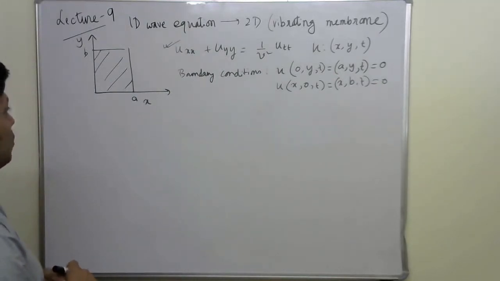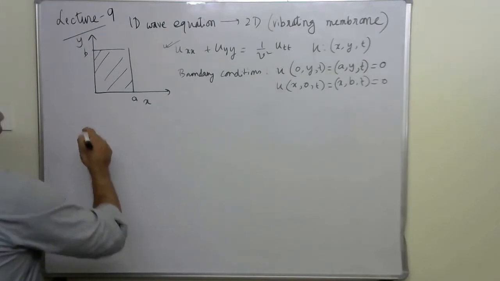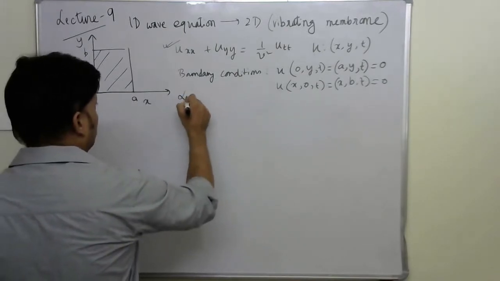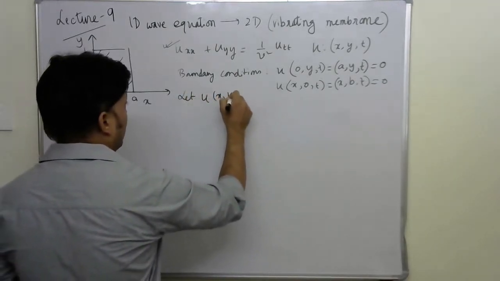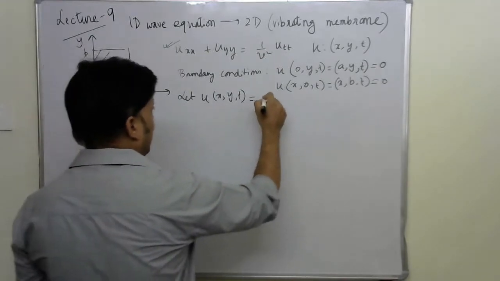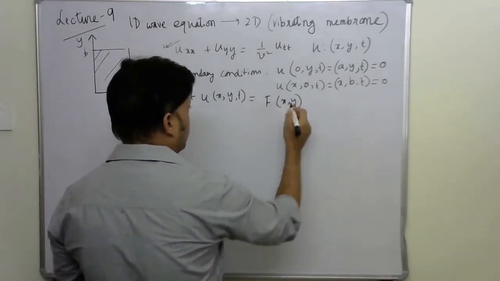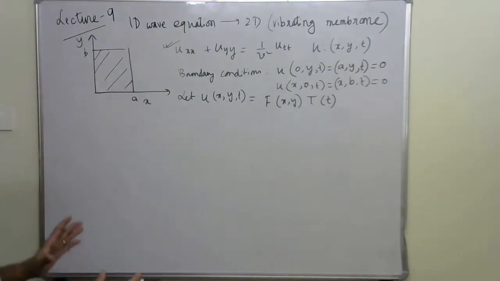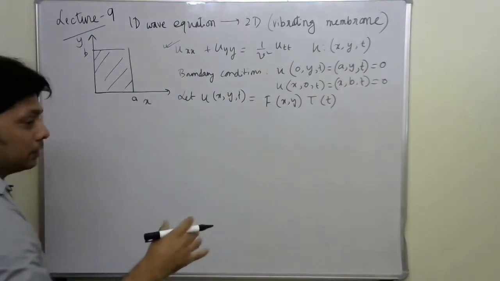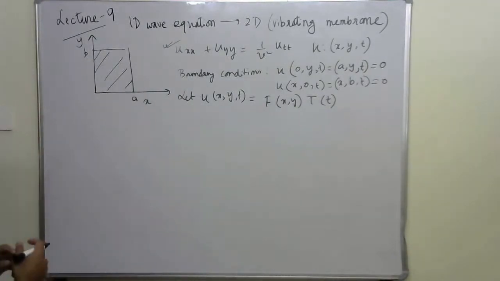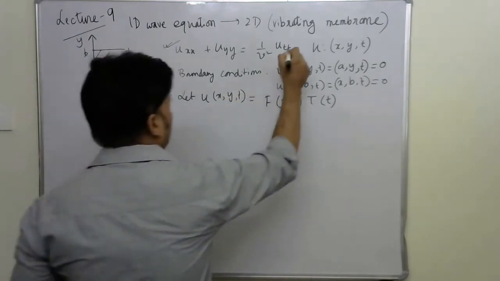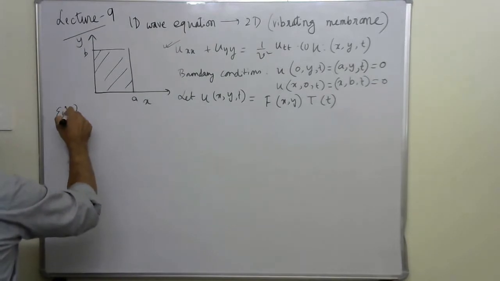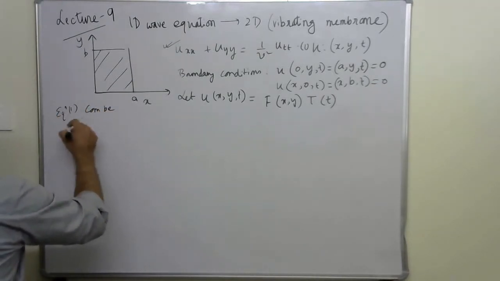So how do we do that? Again, by the same method of separation of variables, we can assume that u(x, y, t) can be expressed as a function of x and y, which is independent of time, multiplied by a function of time t. So it's a product of two independent functions. If we call this equation 1, we can write equation 1 as follows.